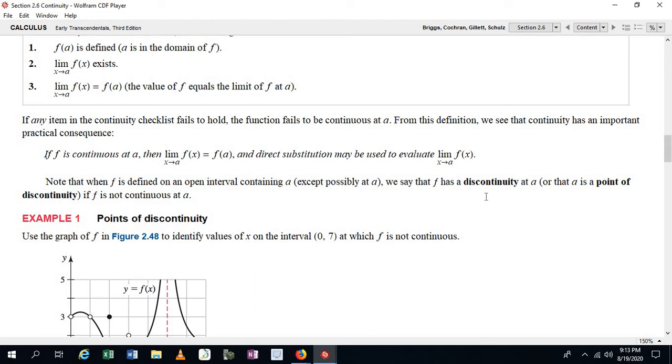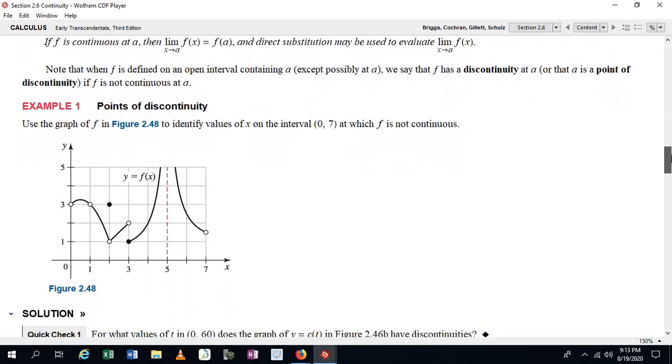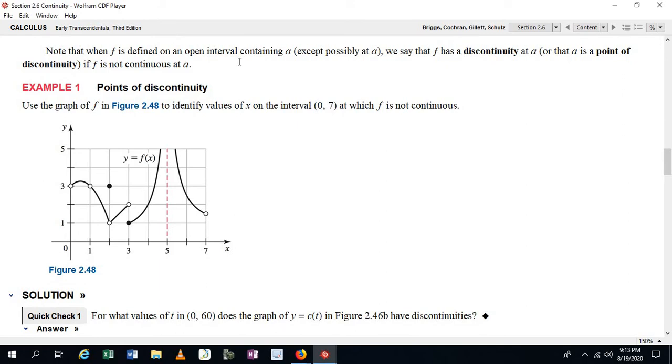Okay, so having said that, sometimes we use the word discontinuity at a, and when we use the word discontinuity at a, what we mean is f is not continuous at a. So we're going to use that term when a function is not continuous at a. We're going to say it's discontinuous at a. Okay, so having said that, let's look at this first example. In this first example, we want to identify all the x values in the interval from 0 to 7 at which the function is not continuous.